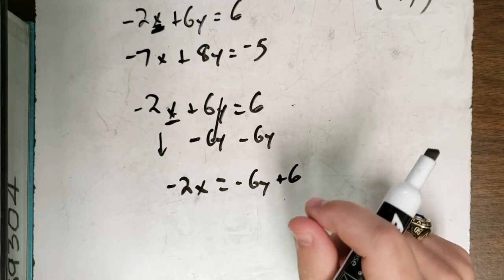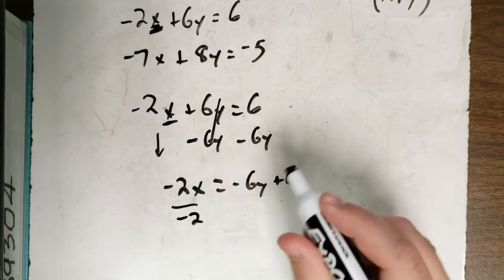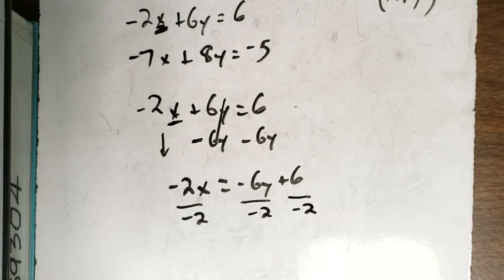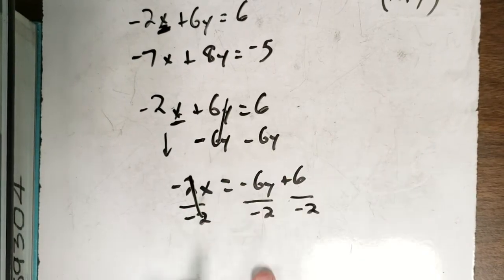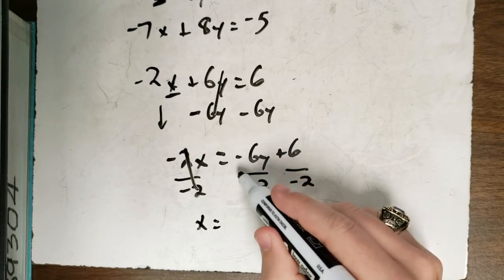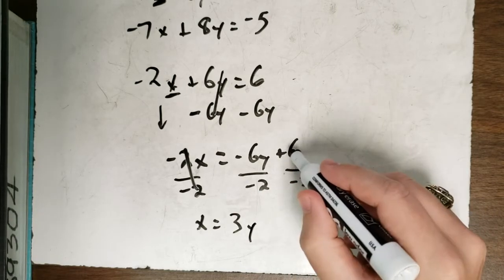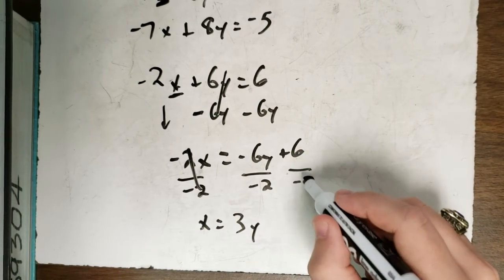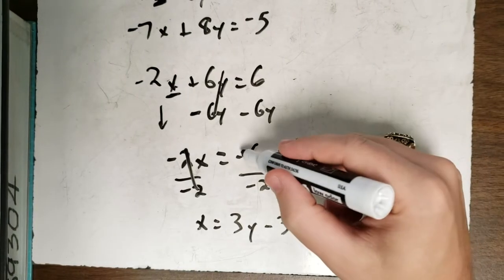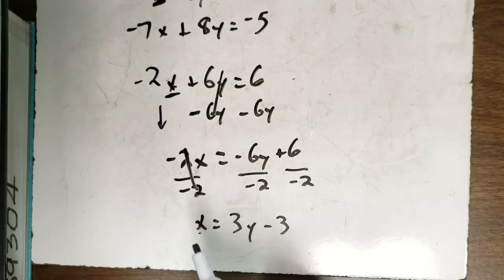Now, to get our x by itself, we have to divide by negative 2. Now everything gets divided by -2, okay? That cancels out. X equals -6 divided by -2 is 3, and the y is still there. Positive 6 divided by -2 is -3, okay? So negative divided by negative is positive, positive divided by negative is negative. So now our x is by itself, okay?